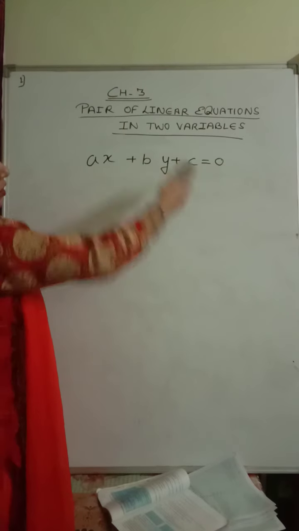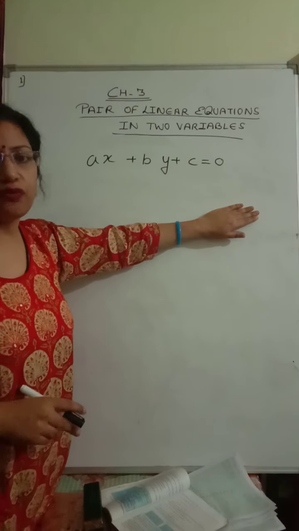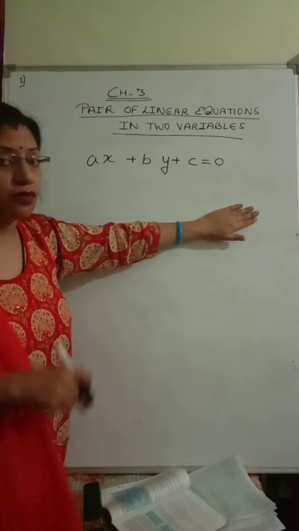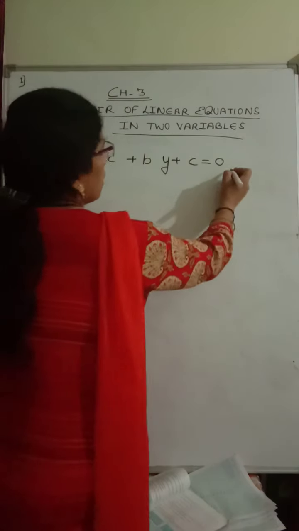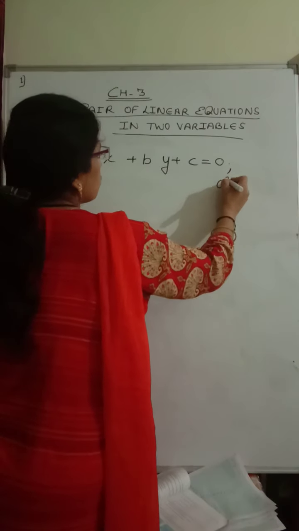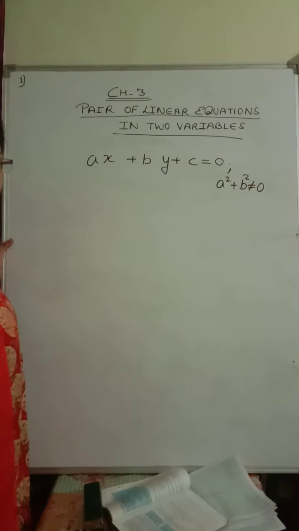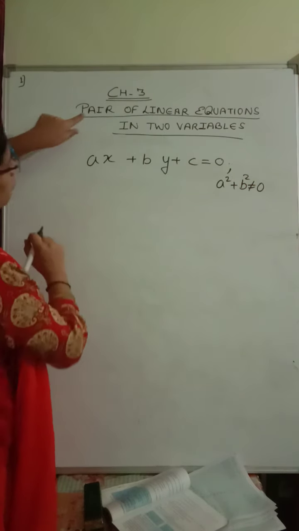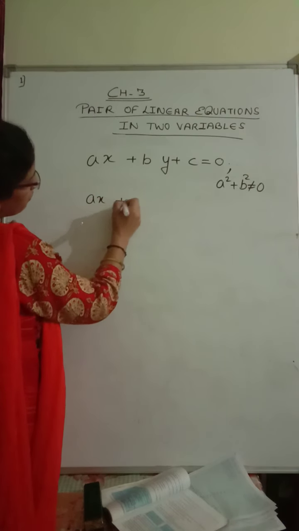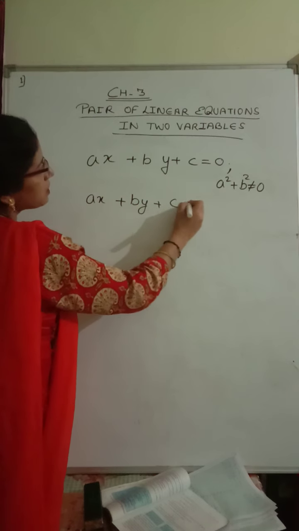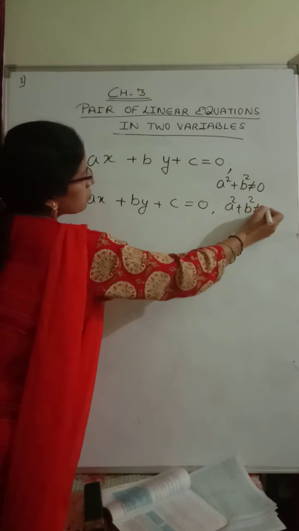So now if you want to find the solution from this, you are not able to, because this is only one equation. So for this we want a second equation also. And the condition for this is a squared plus b squared should not equal 0. Now let us find the second equation. Now we want a pair of linear equations. So again one more equation of the same type, ax plus by plus c equals 0, where a squared plus b squared is not equal to 0.